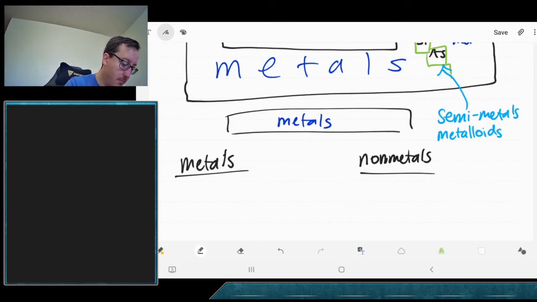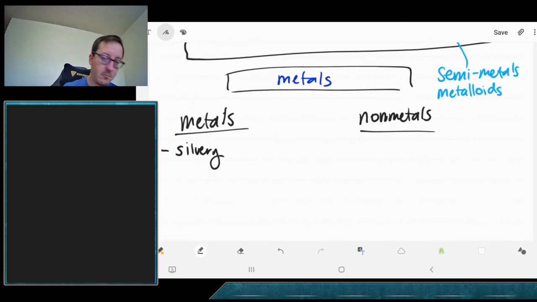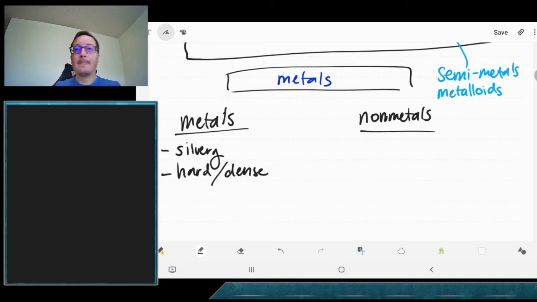Well, pretty much all metals except for one are silvery in color. The one element that isn't is copper, of course. The rest are pretty much all silver colored, by and large. These also tend to be pretty hard, or dense. We know iron, for example, is a pretty tough material. It's heavy for its size, so it's dense.